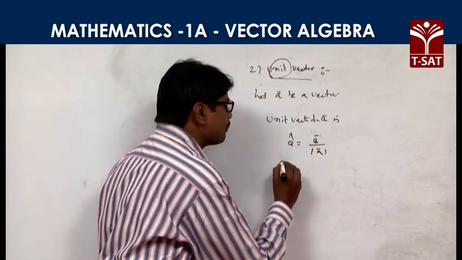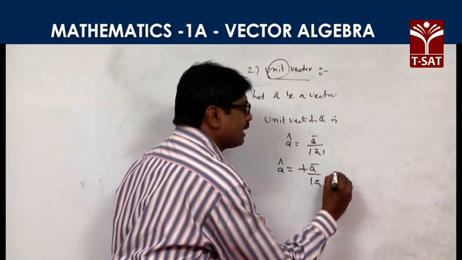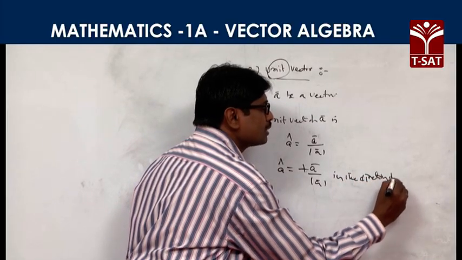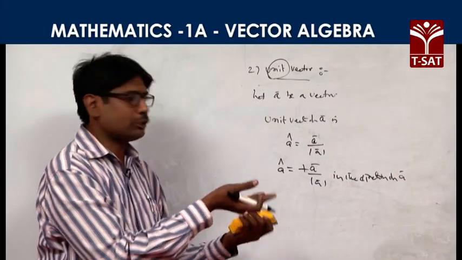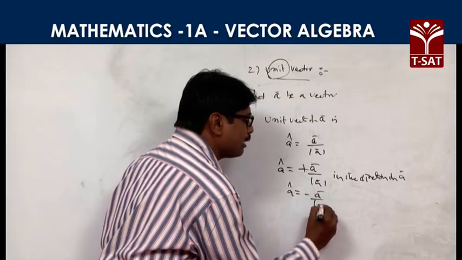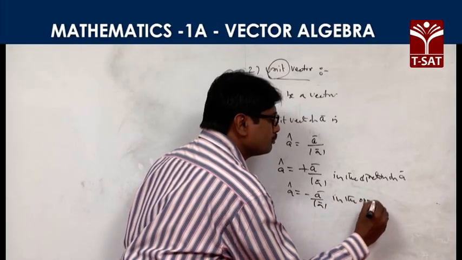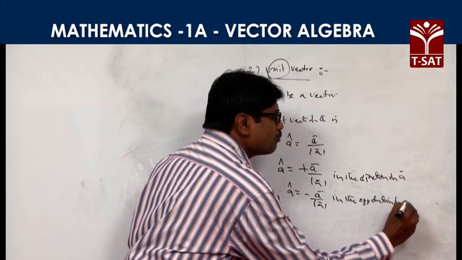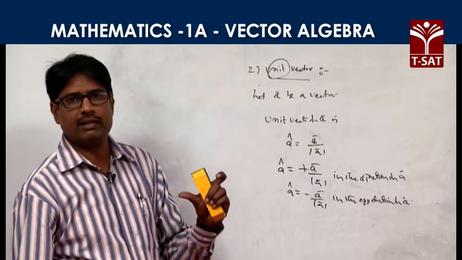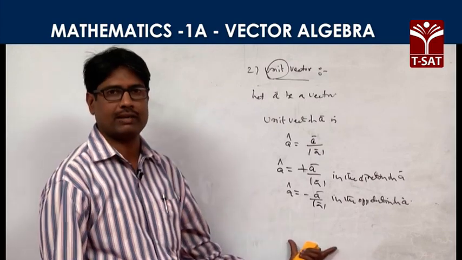If a cap is equal to plus a bar divided by mod of a bar, in the direction of a bar, it means the a bar direction unit vector is plus. And a cap is equal to minus a bar divided by mod of a bar, in the opposite direction of a bar. A unit vector is a vector whose magnitude is 1 unit and the direction is along the vector or in the opposite direction.